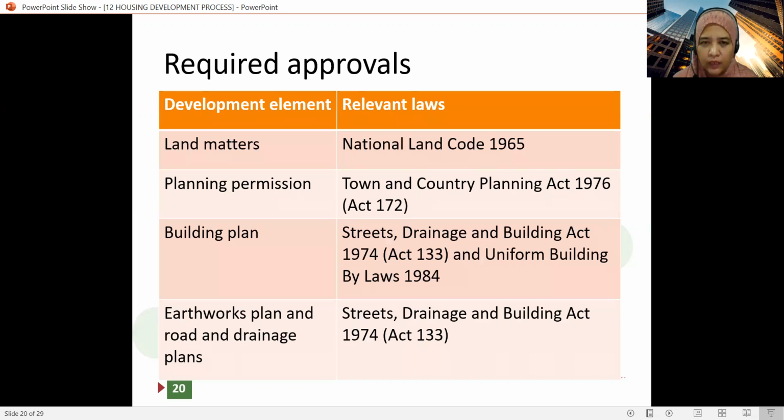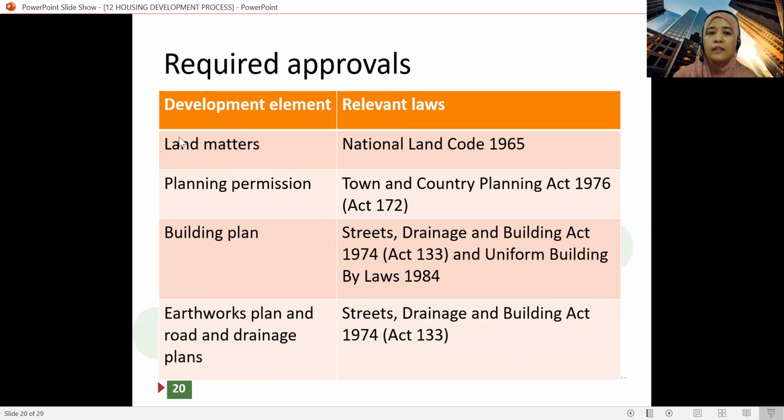Now, here is the table of the required approvals before you can proceed with your proposed housing development. Okay, first of all, you have to settle land matters. Remember the stage 1 just now, untuk dapatkan suitable sites, whereby mungkin ada 4 small parcels of land, you need to amalgamate, or you have a big parcel of agri land, you need to convert, or you need to do simultaneous conversion and subdivision, kan?